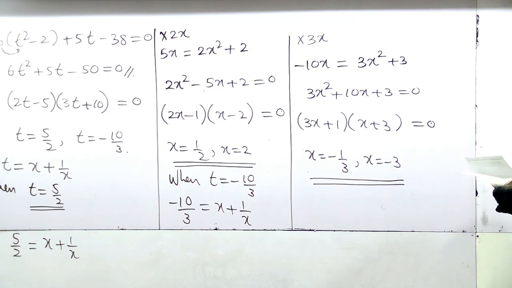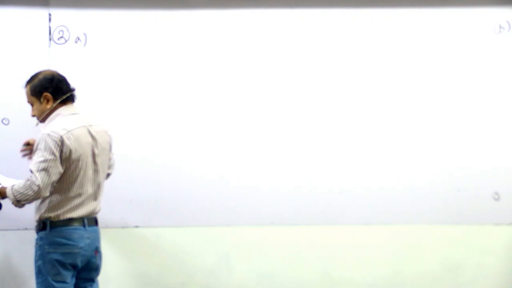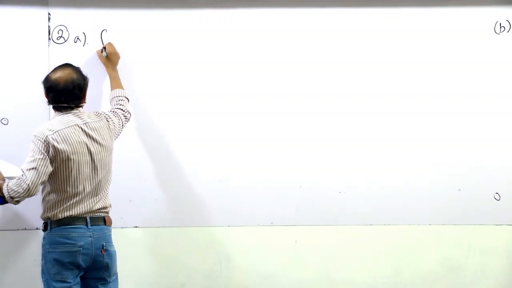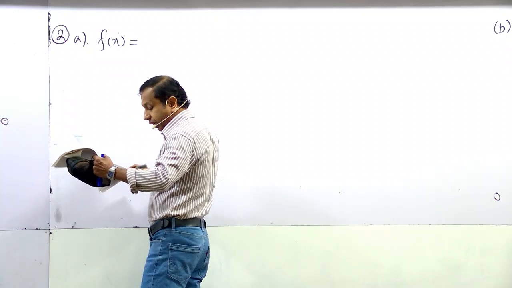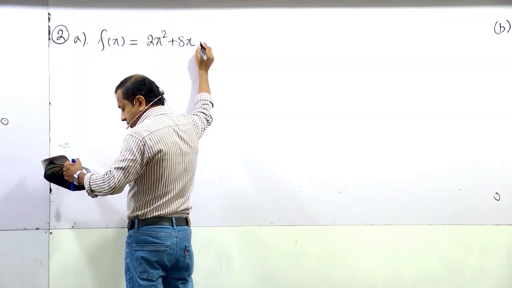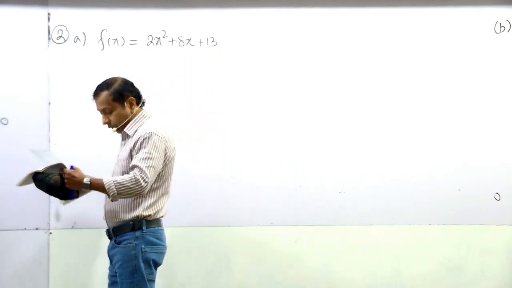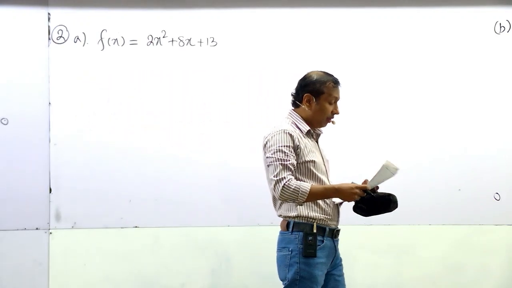Right. Take question number 2, part A. You are given f(x) equals 2x squared plus 8x plus 13. Express f(x) in the form a times (x plus b) perfect squared plus c, right?